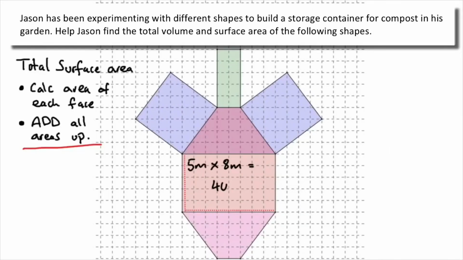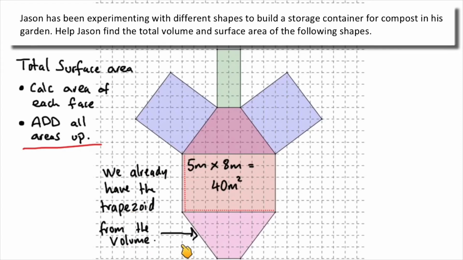So if we start from the middle, we have 5 meters by 8 meters, which gives us 40 meters squared. We already have the trapezoid from the volume in part 1, which was 20 meters squared, and this is the same as this trapezoid, which is again 20 meters squared. Then if you look at the small lateral surface here, this small rectangle, you have 5 meters by 2 meters, which gives us 10 meters squared.